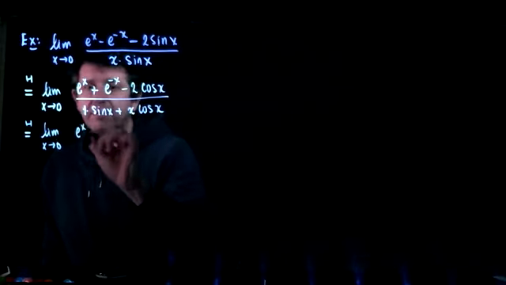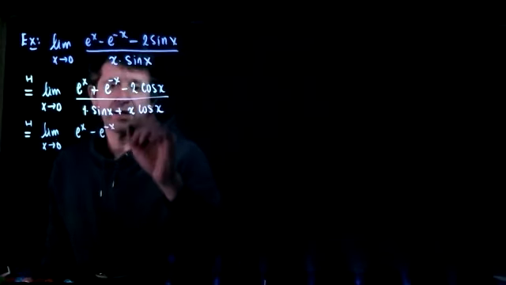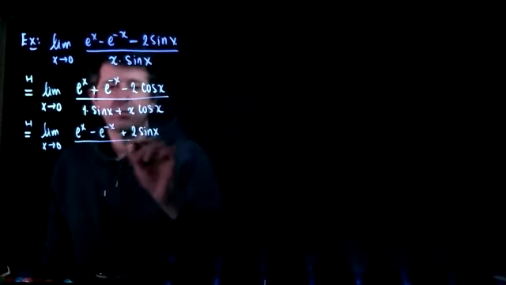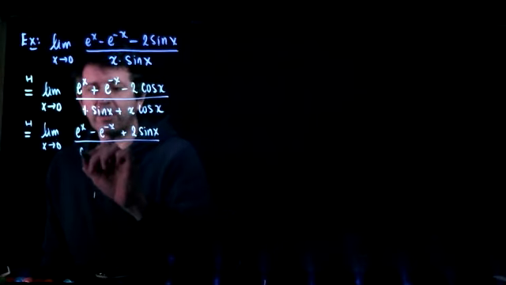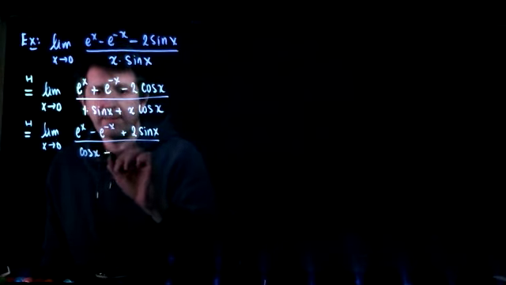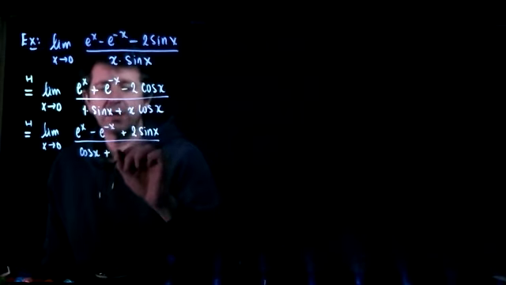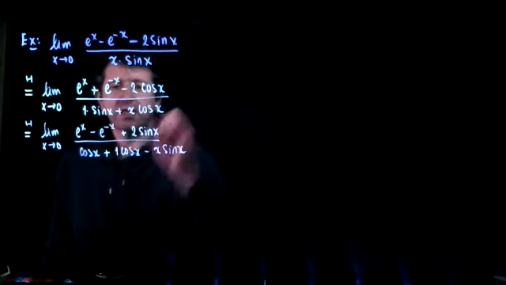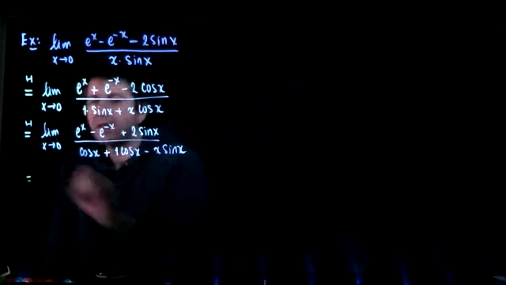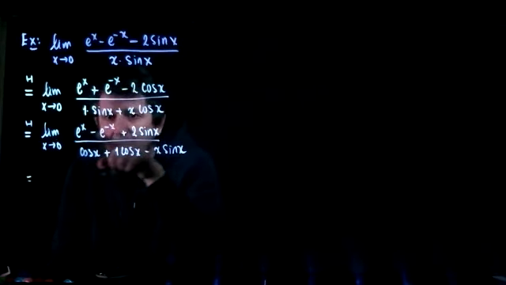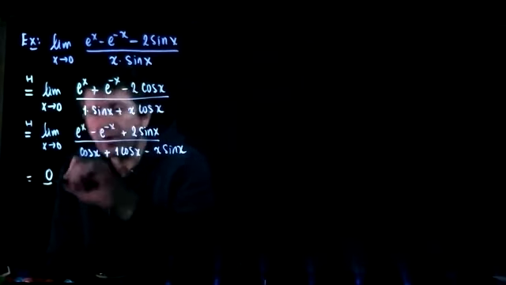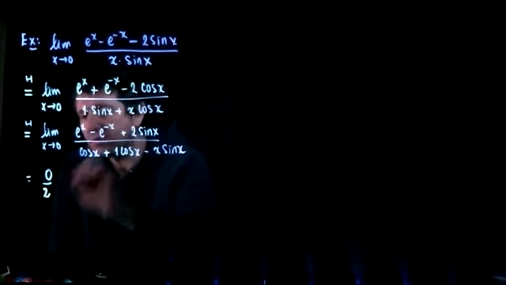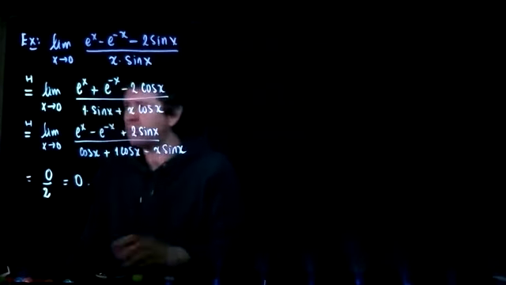Derivative of the top, e to the x minus e to the minus x, and then plus 2 sine x. And then on the bottom, I have to derive again, so I get cos x plus, so product rule here, 1 cos x minus x sine x. Okay, and I plug in 0 again, I get 1 minus 1 is 0, plus 0 is 0 on top, and on the bottom I get cos of 0 is 1, cos of 0 is 1, so I get 2 minus 0, I get 2. So I get 0 over 2, and so my answer is 0. Perfect.